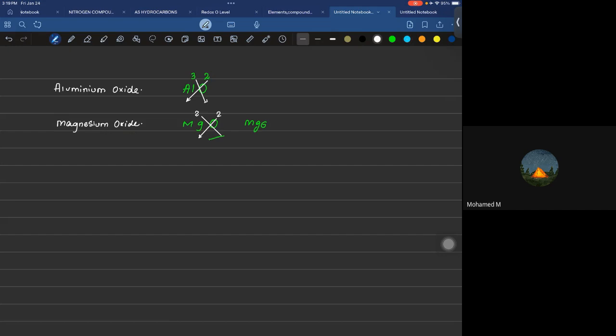Sodium oxide. The symbol for sodium is Na and oxide is oxygen, obviously. So sodium is in group 1 and oxygen is in group 2. So it will be Na2O. It'll be Na and then 2O. What is the valency for Na? 1. And oxygen? 2.